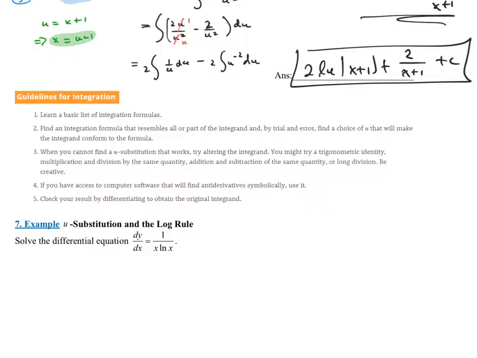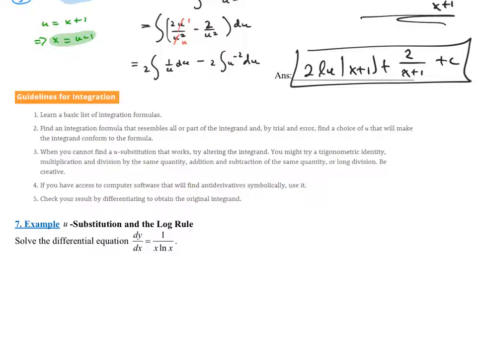It says when you cannot find a u substitution that works, try altering the integrand. So this is where you try trigonometric identities. You might try multiplication and division by the same quantity, addition and subtraction by the same quantity, long division. This is where you get all those algebraic tricks that we've learned before. And then it says if you have access to computer software that will find antiderivatives symbolically, use it. That's cheating, okay? So don't do that.